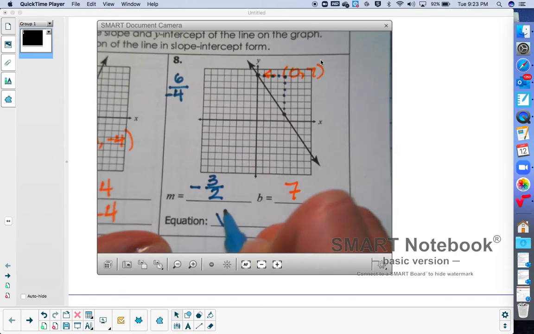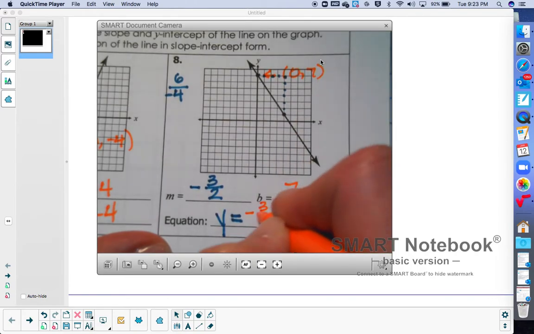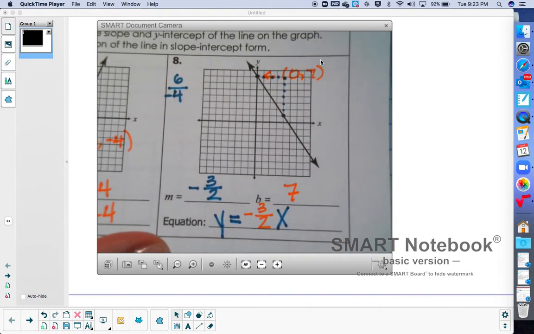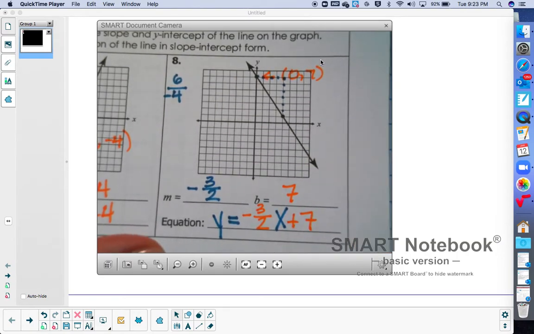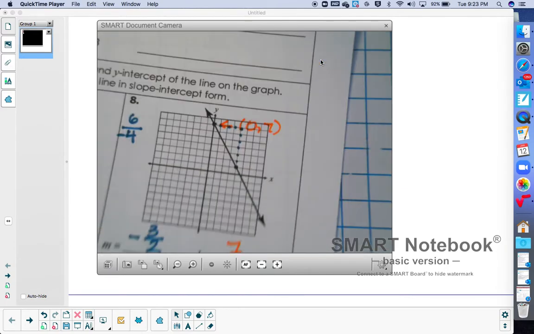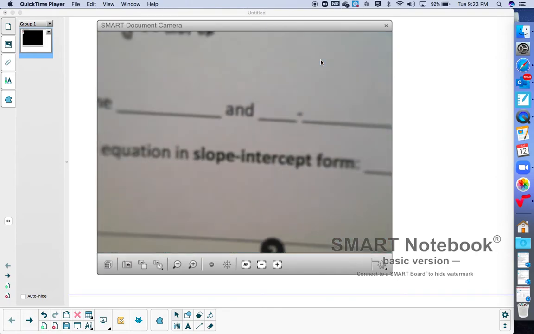So my equation is going to be y equals, I'm going to replace m with negative 3 over 2. I'm going to write the x really big so that it's not in the denominator of the fraction, and then plus 7 for my y-intercept. Let's look at a few more before I stop the video, but I think that's probably sufficient for you to take it from here on your own.